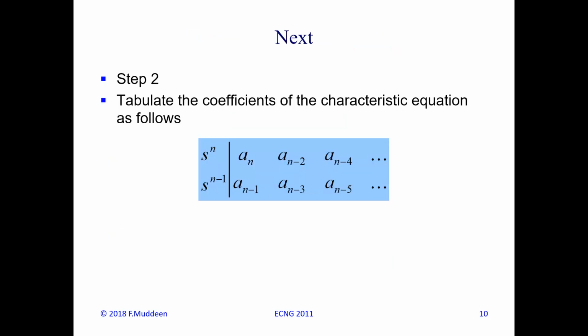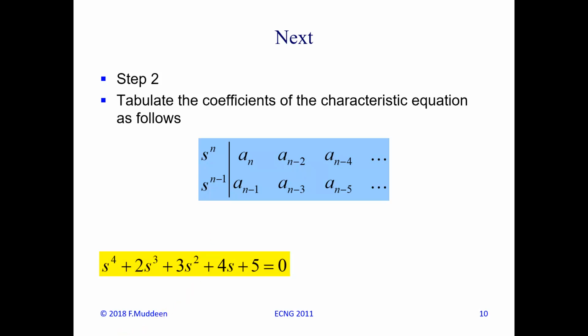Our second step is to tabulate the coefficients of the characteristic equation as follows. We start with the even powers of s, meaning that if n here is s to the 4, this is going to be the s to the 4 coefficient, s squared coefficient, and s to the 0 coefficient. Then on the next row of the table, we have the odd powers of s. Now, if the highest power of s in the characteristic equation was odd, we start with the odd powers first, and then go with the even powers afterwards.